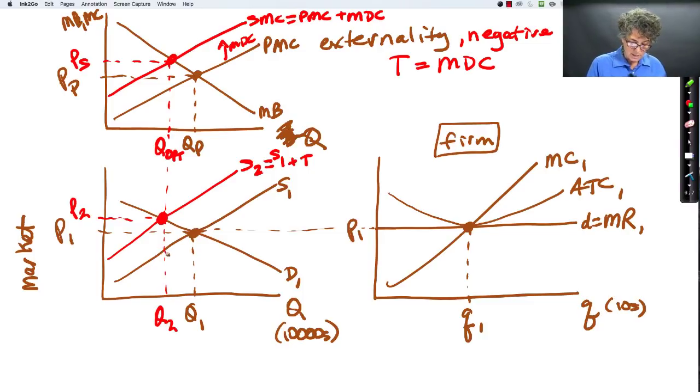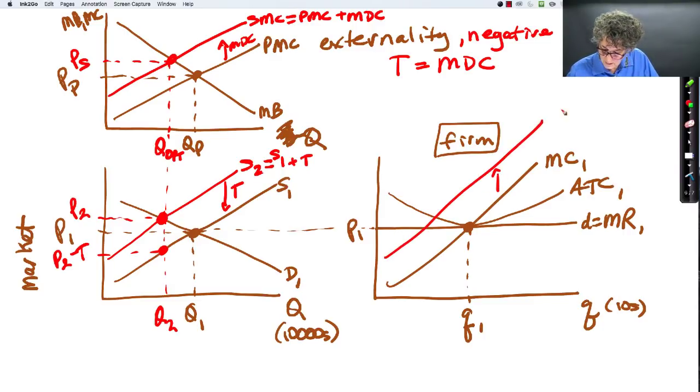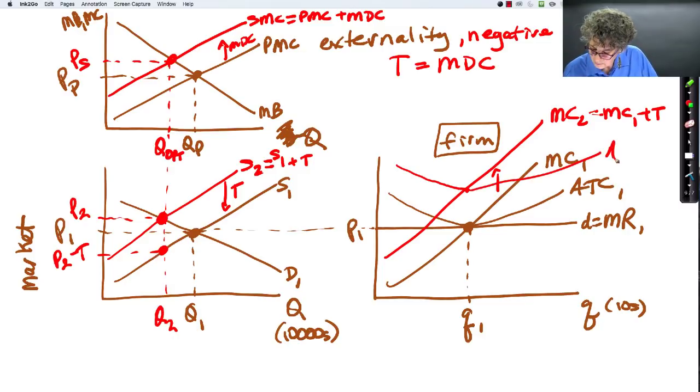The seller is going to keep only P2 minus T. Come on over to the right. Let's look at what that means for the firm. The reason our supply curve shifted up by the amount of the tax was because the marginal cost curve shifted up by the same amount. So I have MC2, which equals MC1 plus the tax. And that also meant my average total cost shifted up. So I've got ATC2, which is ATC1 plus the tax.